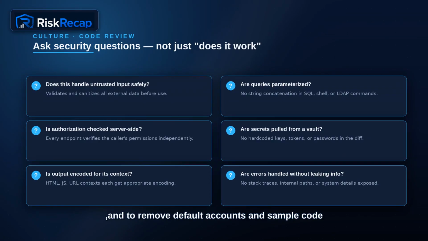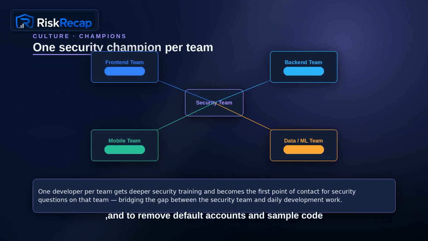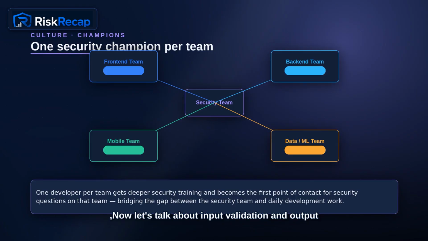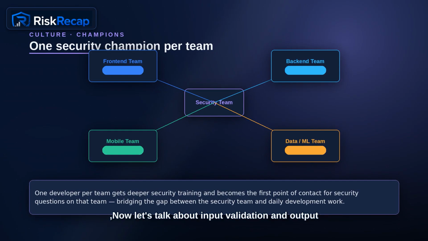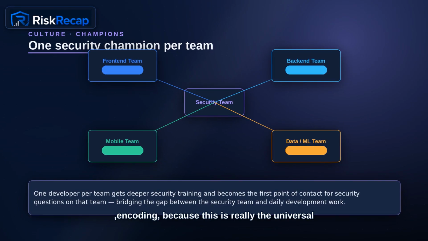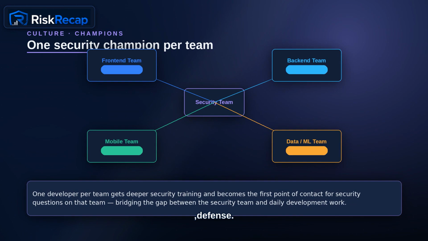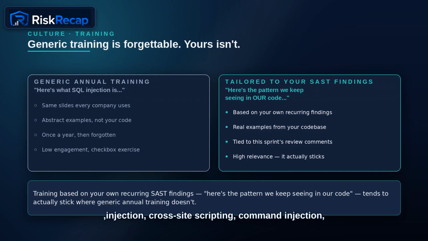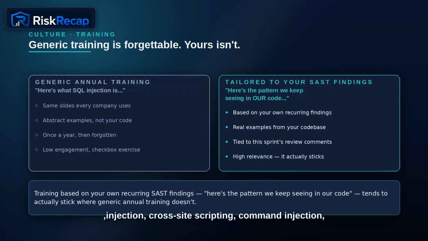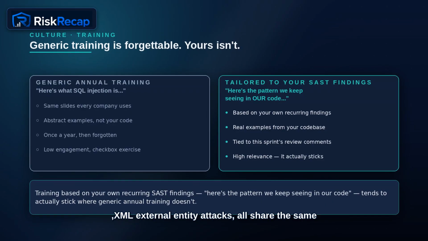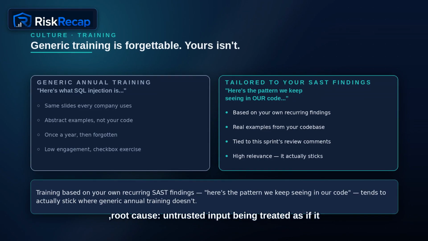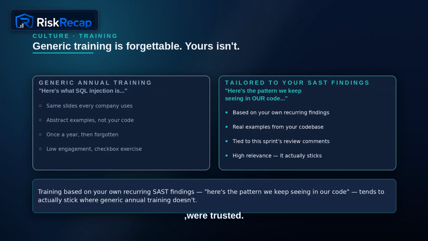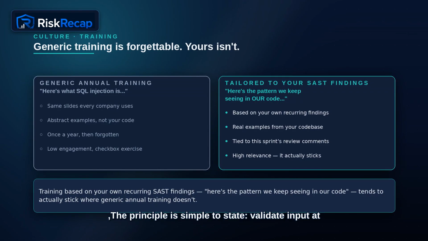A security champions program can be incredibly effective, having one developer per team with deeper security training who acts as the first point of contact for security questions on that team. And training should be relevant to your actual code base. Generic annual training tends to be forgettable, but training based on your own recurring SAST findings, here's the pattern we keep seeing in our code, tends to actually stick.